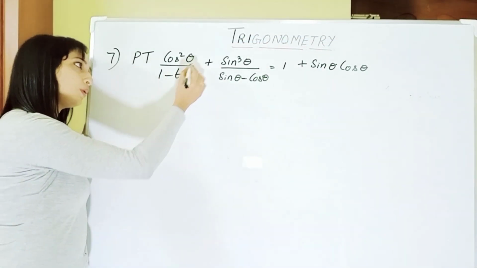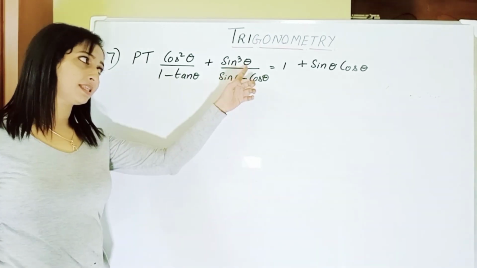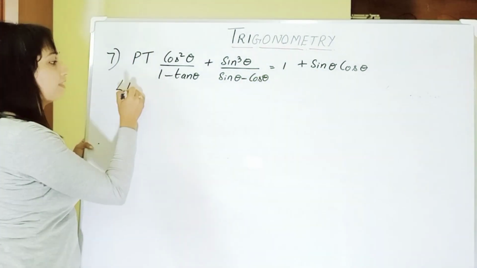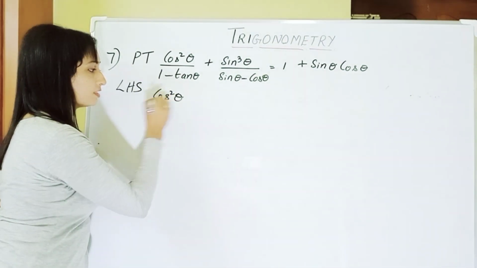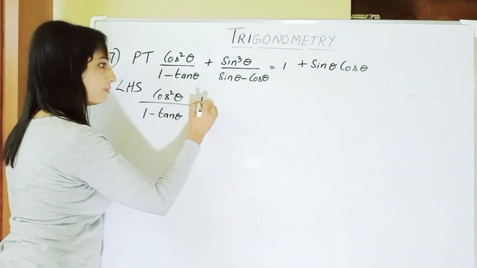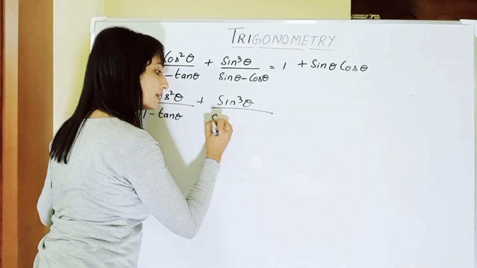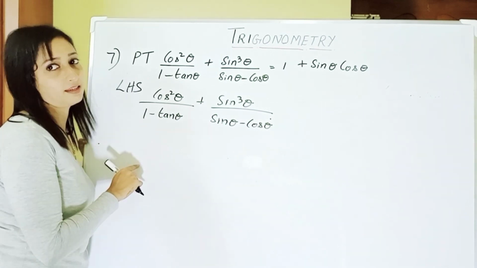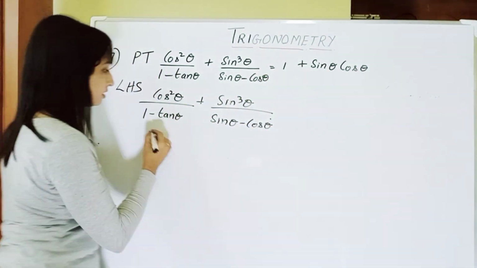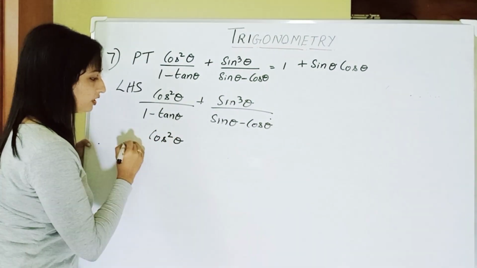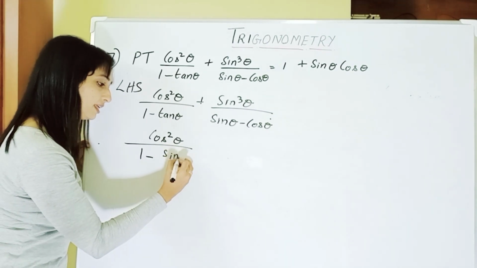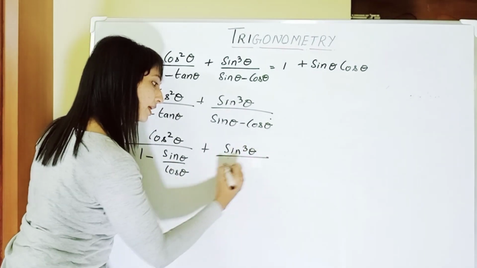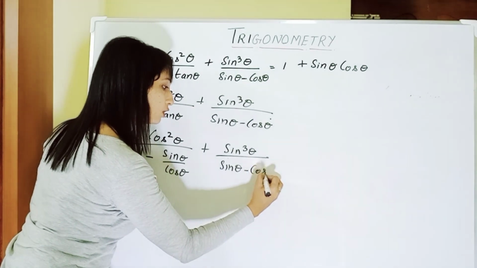Let's prove that cos square theta by 1 minus tan theta plus sin cube theta by sin theta minus cos theta is equal to 1 plus sin theta cos theta. So first let us take the LHS. LHS is cos square theta by 1 minus tan theta plus sin cube theta by sin theta minus cos theta. So now let us express this tan as sin and cos, as what we have to prove needs only sin and cos. So this can be written as cos square theta by 1 minus sin theta by cos theta plus sin cube theta by sin theta minus cos theta.